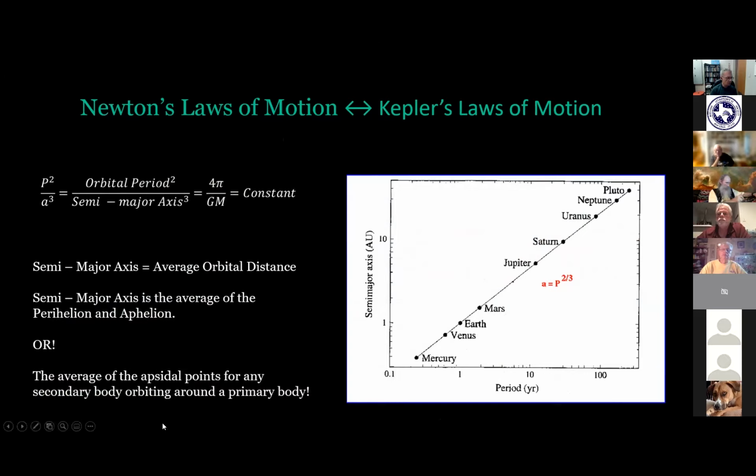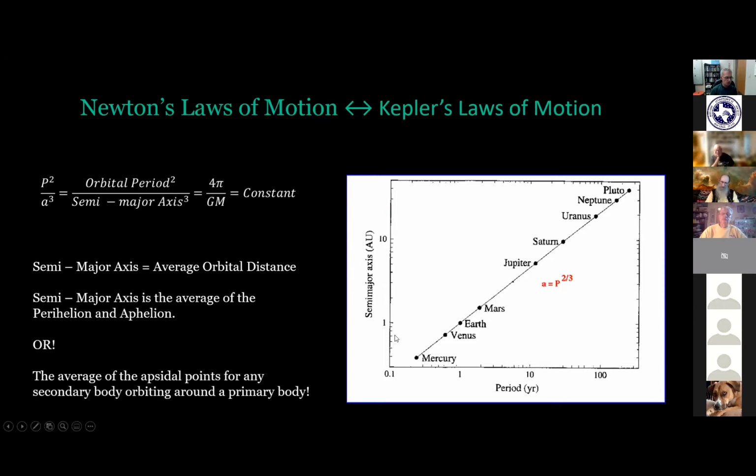Or the apsidal points for any secondary body orbiting around a primary body. That is, if you think of the Moon, it has a minimum distance, a perigee, and a maximum distance, an apogee. And the apsidal points represent positions of when a body's at its closest and furthest distance around a central body, such as the Earth orbiting around the Sun, or even one of the moons of Jupiter orbiting around Jupiter.